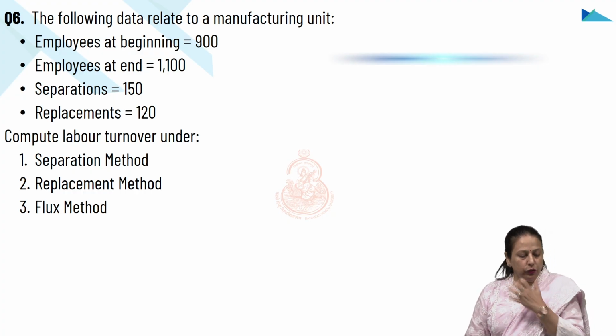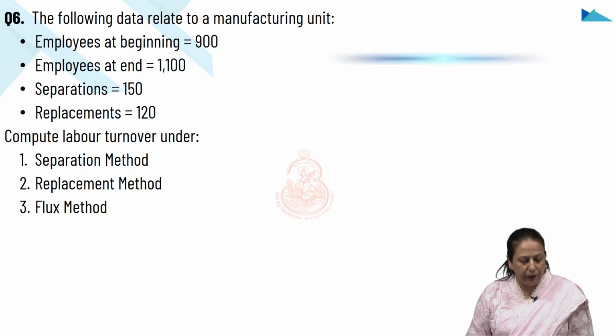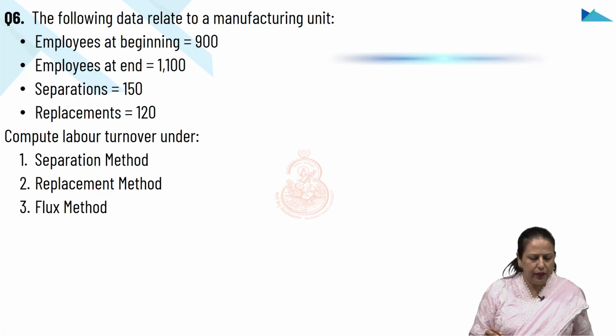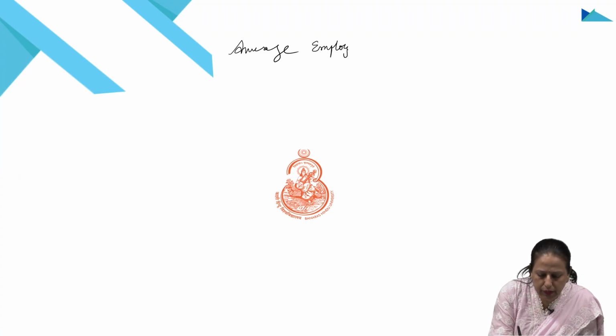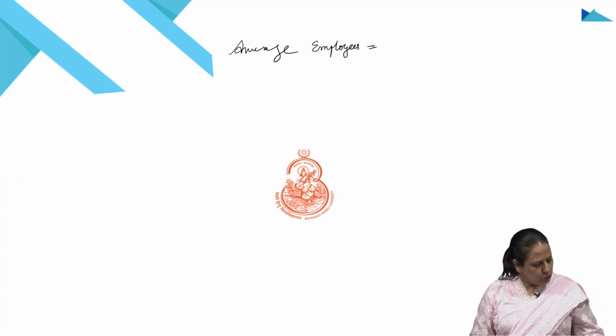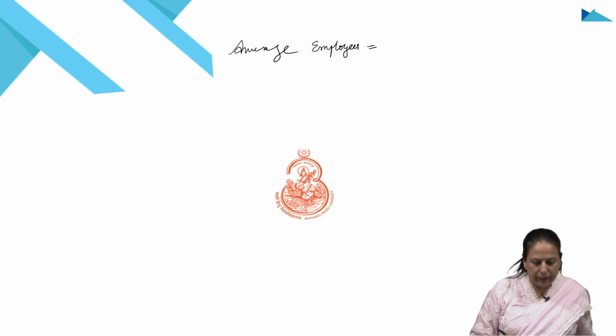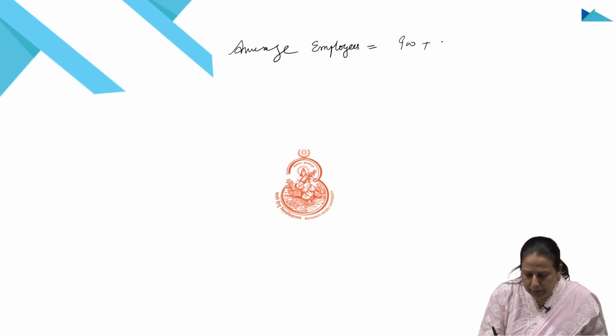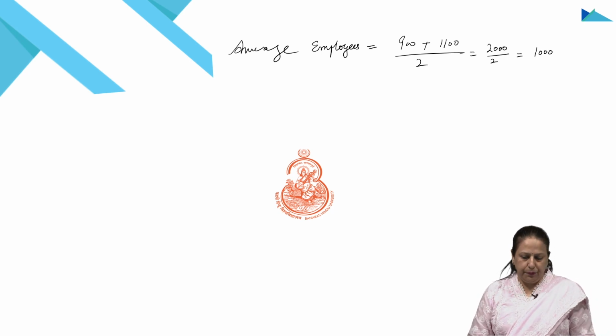This is a question in which we are using the three methods: separation, replacement, and the flux method. When the employees are given, first we compute the average employees as we need it as a base. So, we calculate average employees in an organization in which we have 900 employees at the beginning, employees at the end is 1100. So, the total comes to 2000 divided by 2. So, my average employees are 1000 over here.